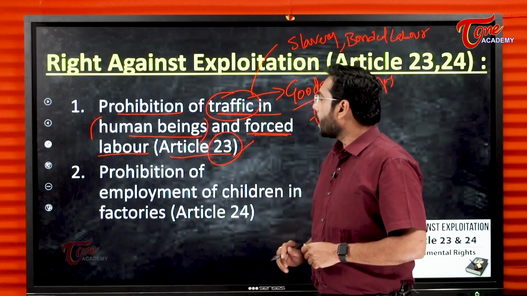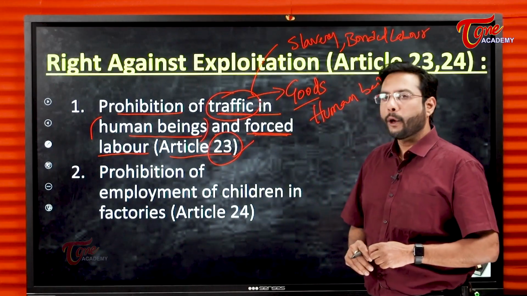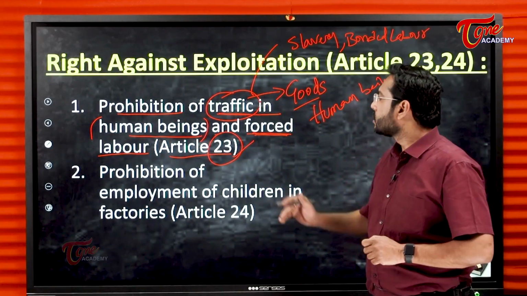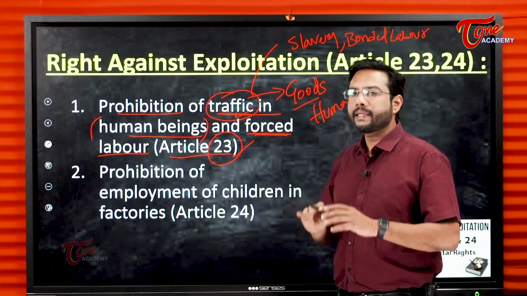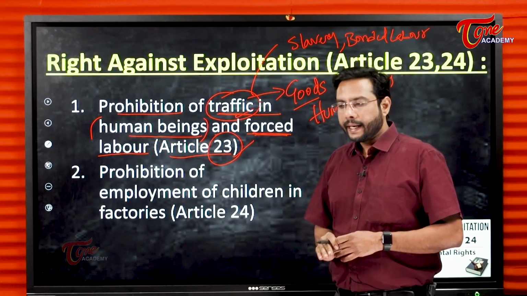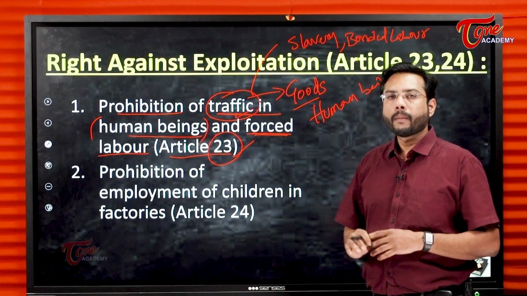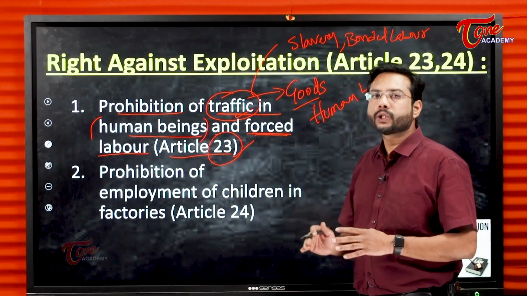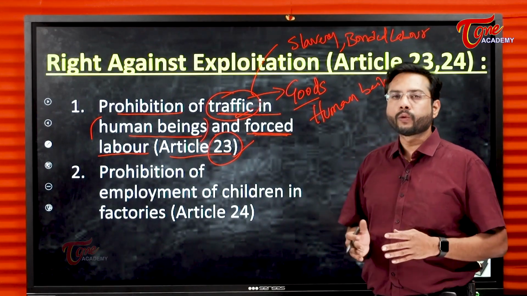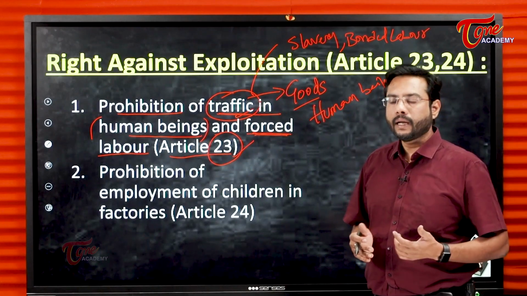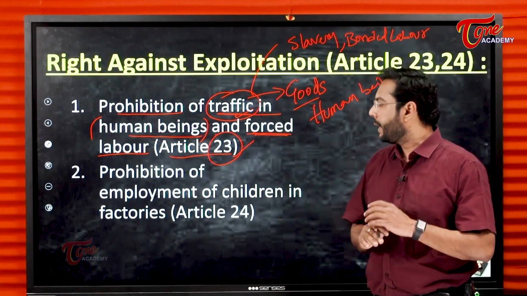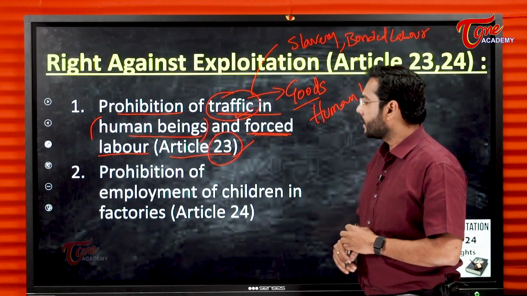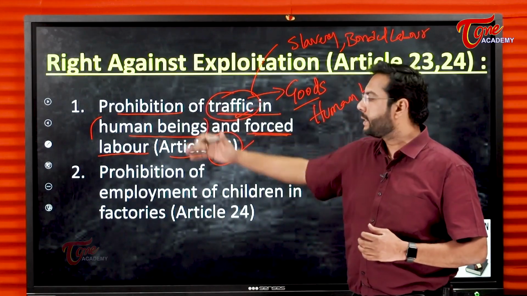So, a very important article when we say traffic in human beings. Once again I am saying traffic is a comprehensive word where it includes slavery, bonded labor or any such work which is made to work by any citizen without his will or interest. That is one thing. This will be going into detail.